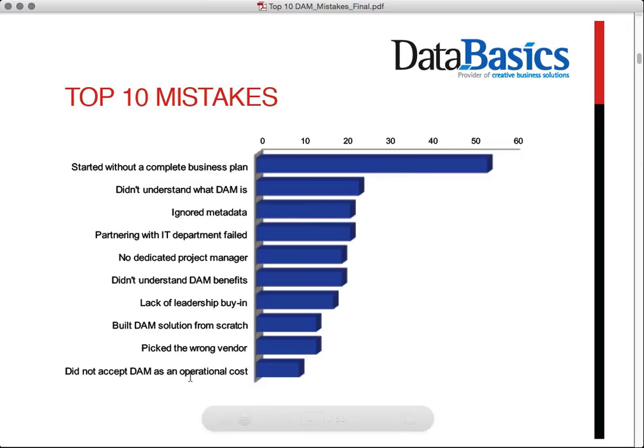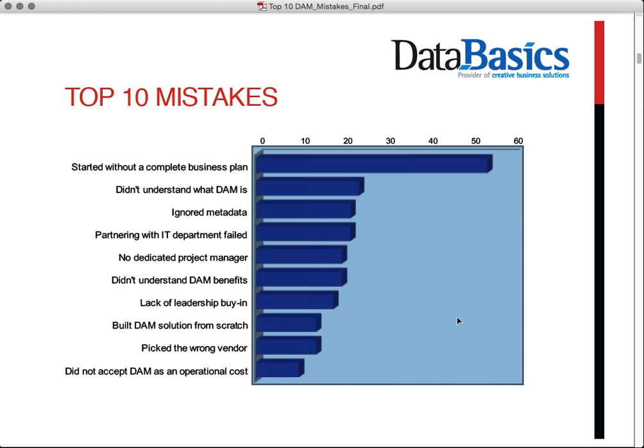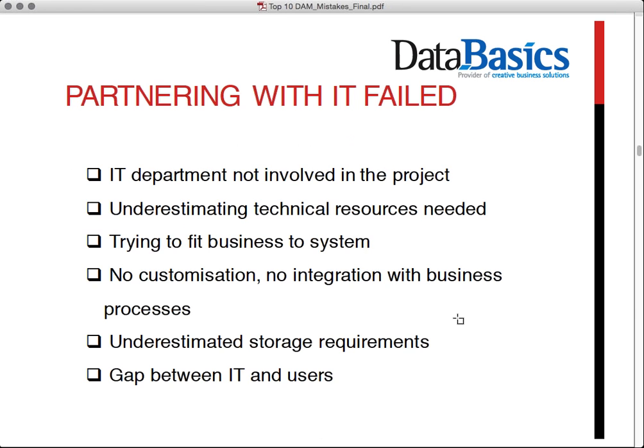So I'm going to jump over to number 10, DAM as an operational cost. This is one of the items that I definitely see as having to do with DAM. And then I'm going to work my way back up to number 6, didn't understand DAM benefits. This is the one that I really see wraps together all of the different mistakes and gives us a retrospective point of view to understand the overall landscape of these different types of responses that we got from interviewees. Then back to number 4.